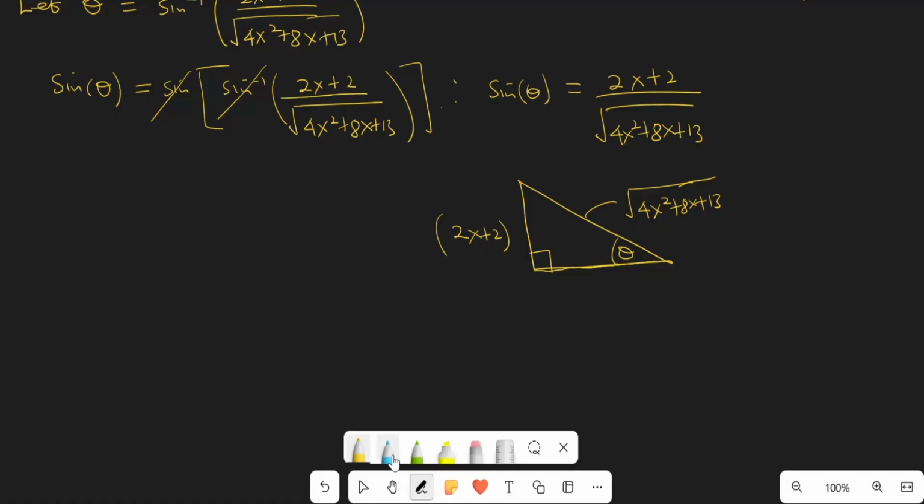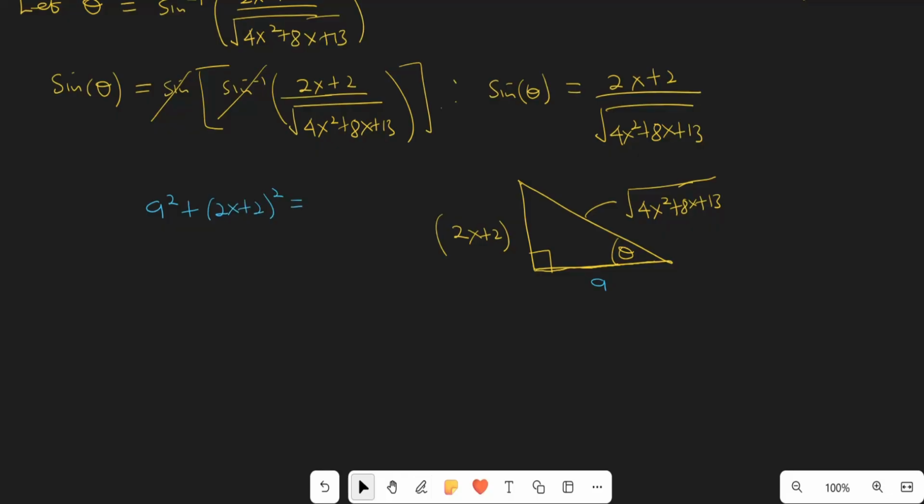In finding the adjacent, we can use the Pythagorean theorem. We call the adjacent a. So a² plus the opposite squared, that is (2x + 2)², is equal to the square of the hypotenuse, that is the square root of 4x² + 8x + 13, squared. The sum of squares of the adjacent and the opposite is equal to the square of the hypotenuse. So this is a² plus, foiling this one, 4x² + 8x + 4, is equal to the square of that.